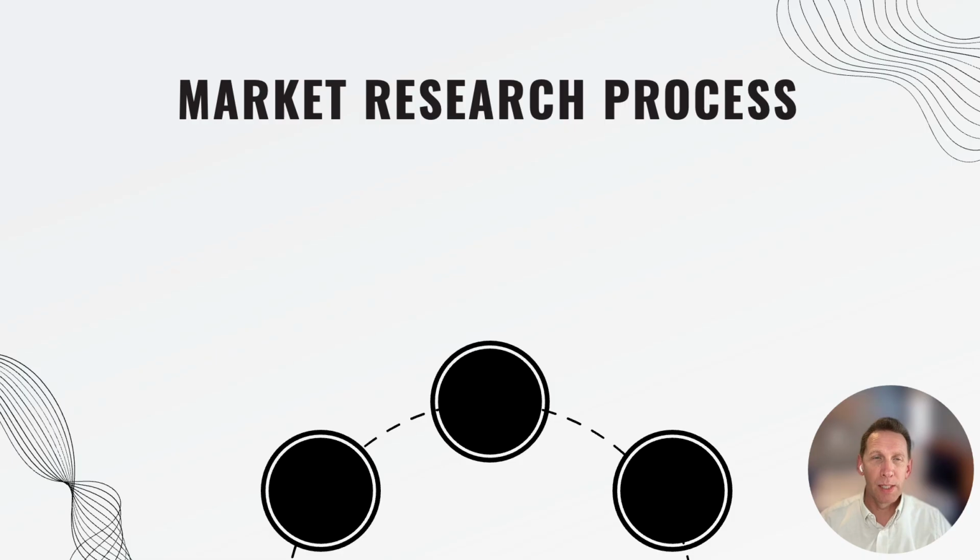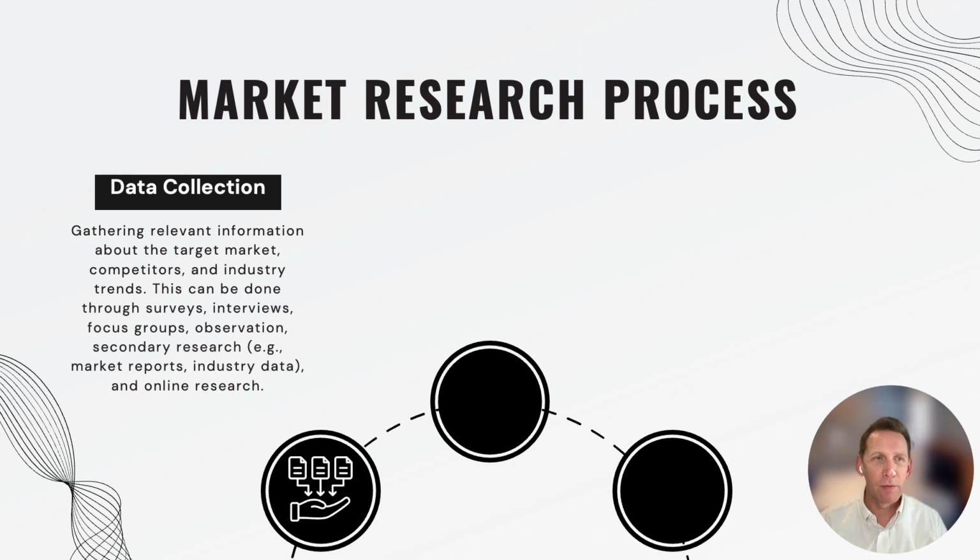All right, let's take a little bit more detail about the market research process. First thing you have to do is collect data. You have to gather the relevant information about your target market, the competitors, and the industry trends. This can be done through surveys, interviews, focus groups, observation, secondary research like market reports or industry data, and online research. Next, you have to analyze that data.